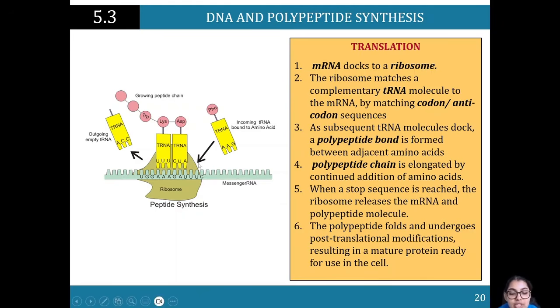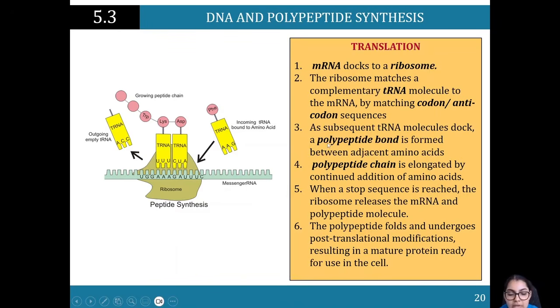And with each anticodon, we're going to produce a specific amino acid based on the sequence of the anticodon. So as each subsequent tRNA docks to the mRNA here, it's going to lead to a polypeptide bond. So it's brought an amino acid, it's going to dock. That other one's brought an amino acid and it's going to dock. And these amino acids are going to form bonds between them, and that's what we call a polypeptide bond.